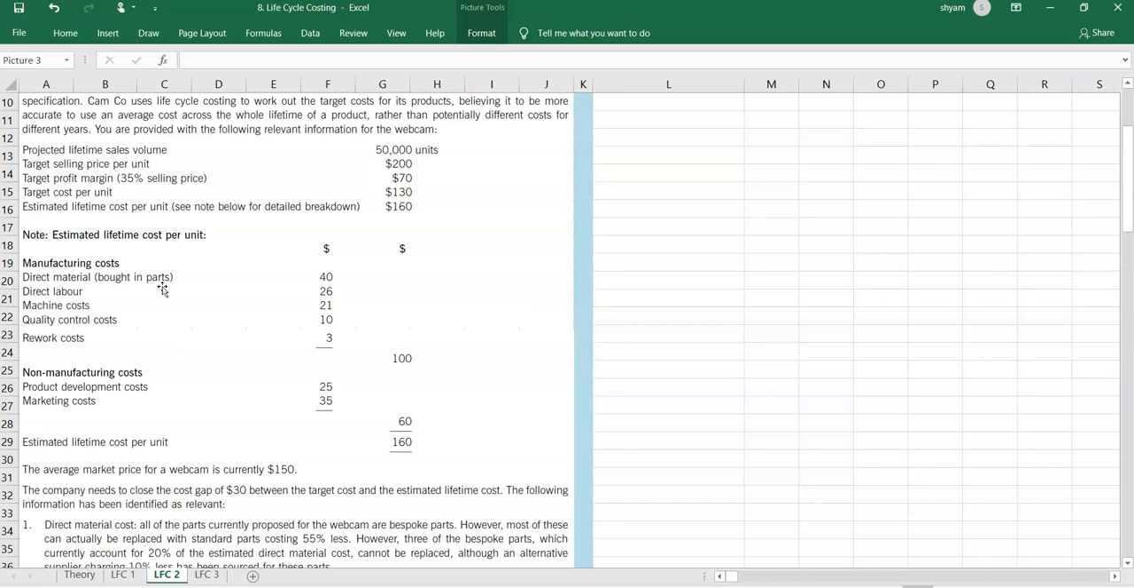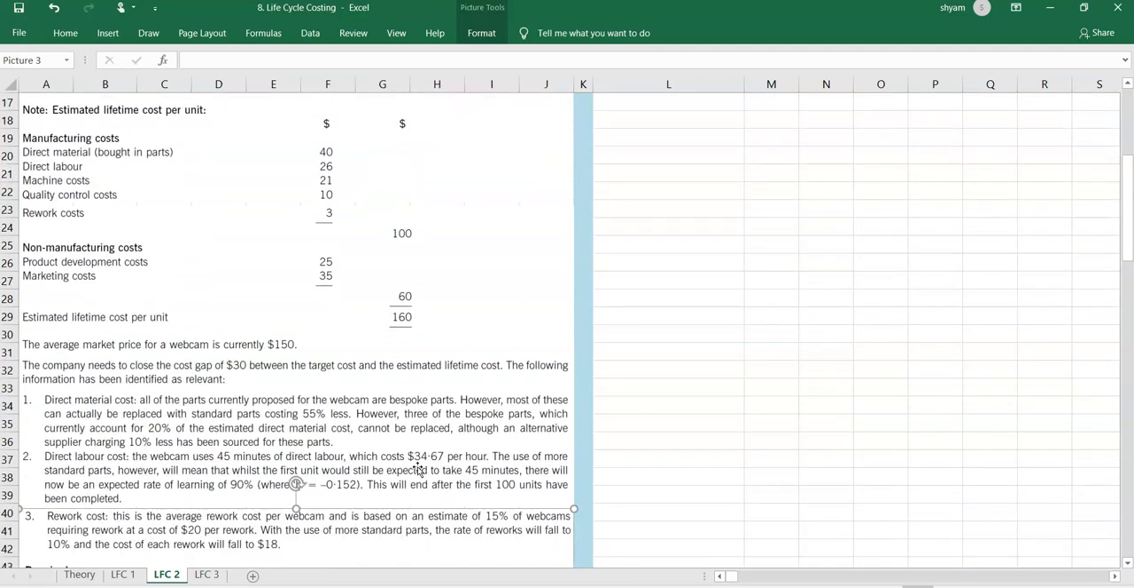Direct material, so these are bought-in parts, is 40, direct labor is 26, machine cost is 21, labor quality cost is 10, rework is 3. All these put together is 100, and the product development cost is 25, marketing cost is 35. So put together it all comes to 160.